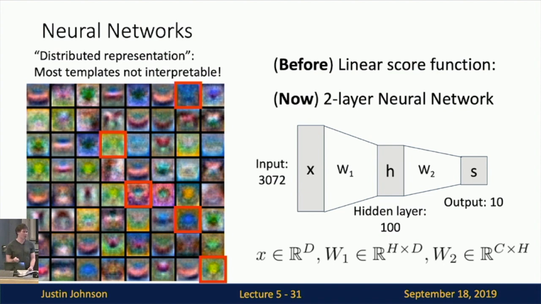Another really common pattern that you'll often see in the learned first layer features of neural networks is that they often represent oriented edges.